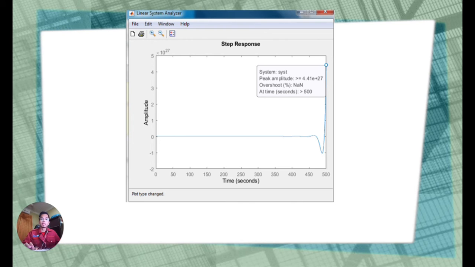And last, we identify all the performance characteristics of our system by finding the settling time, rise time, steady state value, and peak response. For our systems, all of the peak performance settle at more than 500 seconds.